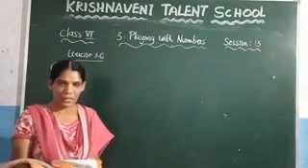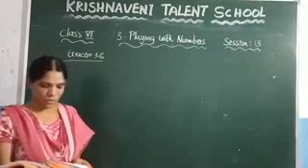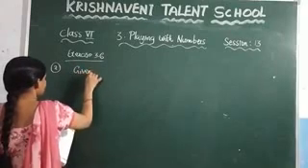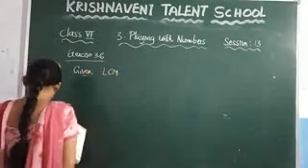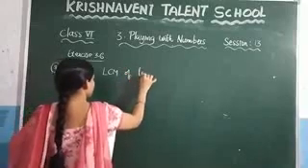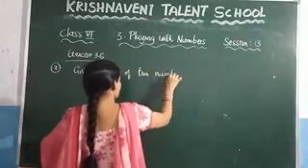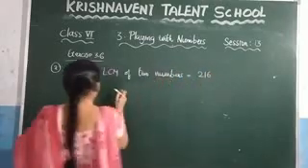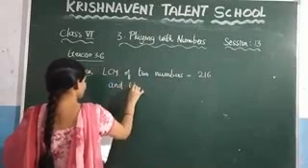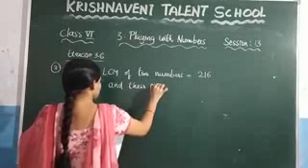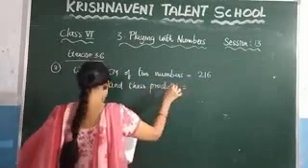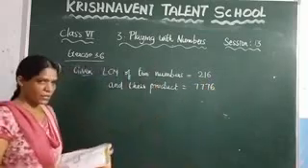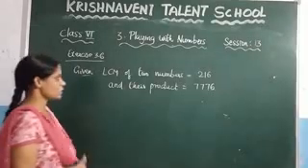Here what they have given? They have given the LCM and they have given the product. First, writing what is given in the problem. The LCM of two numbers is 216, and their product is 7776. This is the problem they have given. Now you need to find the value of the HCF.